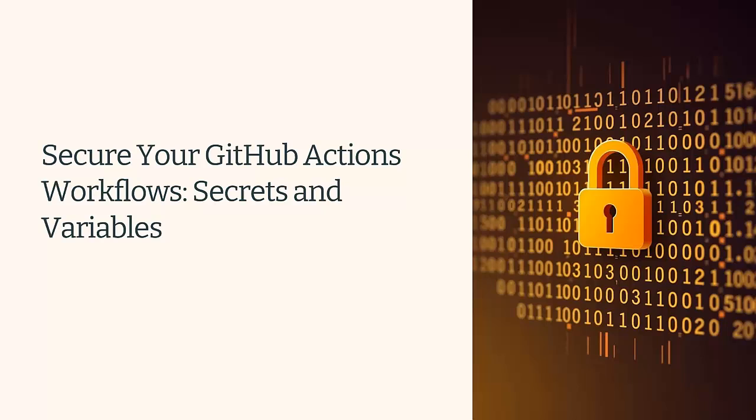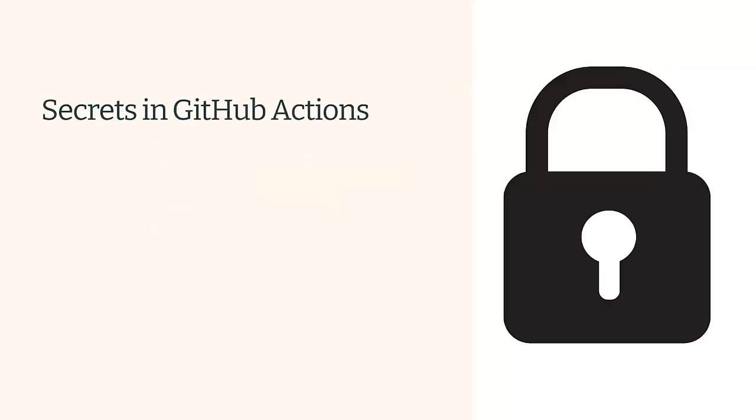In this video, I will show you how to securely store and use secrets like API keys and passwords, and how to work with variables for non-sensitive configuration. By the end of this video, you will know exactly when to use secrets versus variables and how to keep your workflows secure. What is a secret in GitHub Actions?